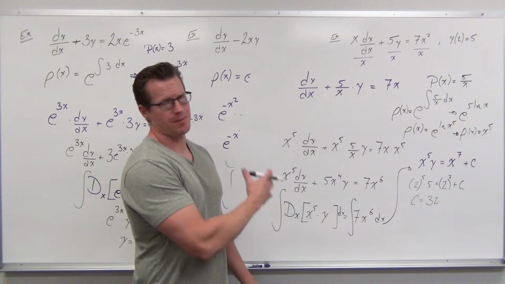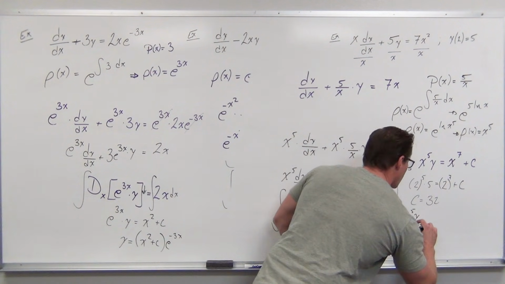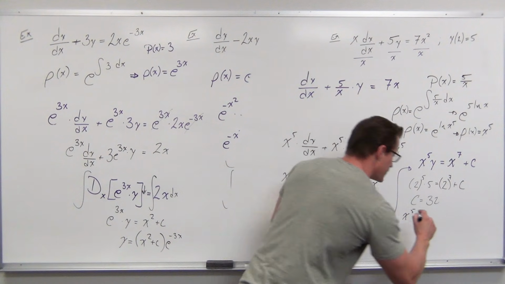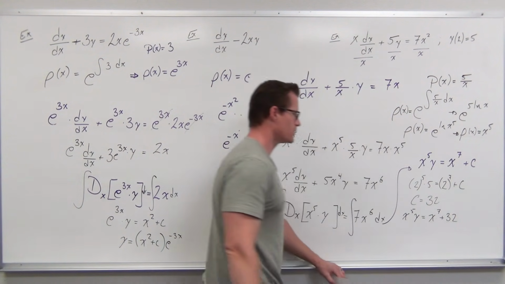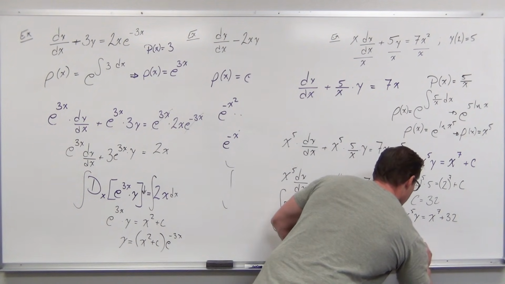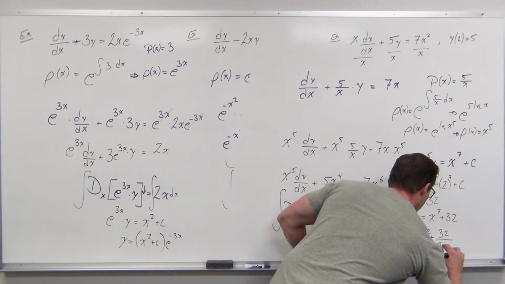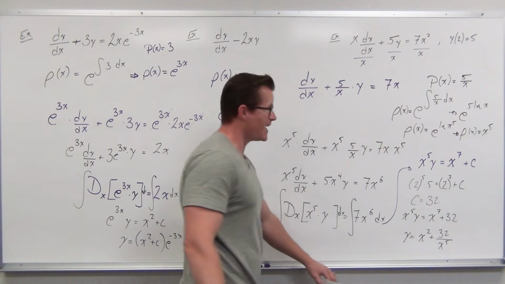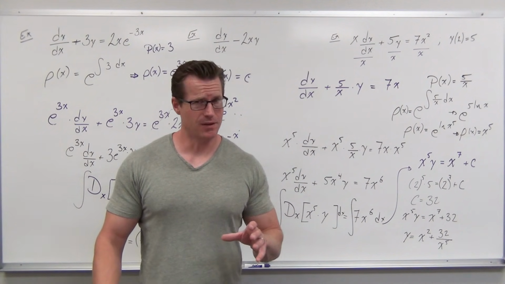Let's just put that back in there. So we have x to the 5th times y equals x to the 7th plus 32, and we're just going to divide by x to the 5th. Done. That's the idea. Make it fit, or maybe a different technique.